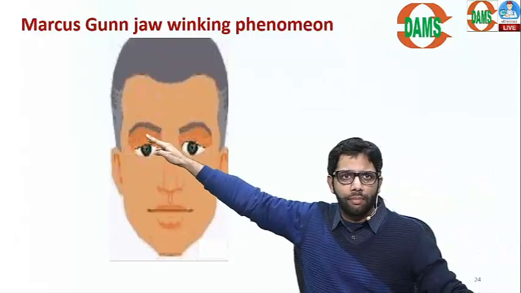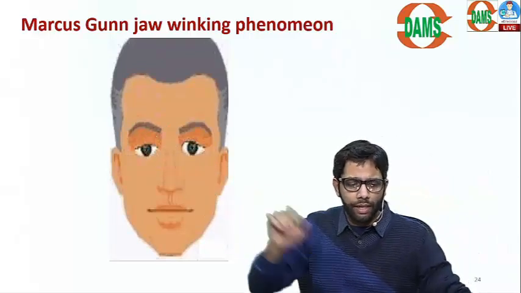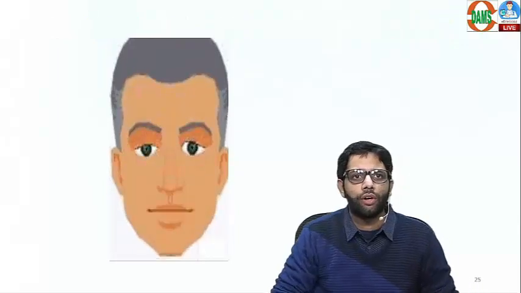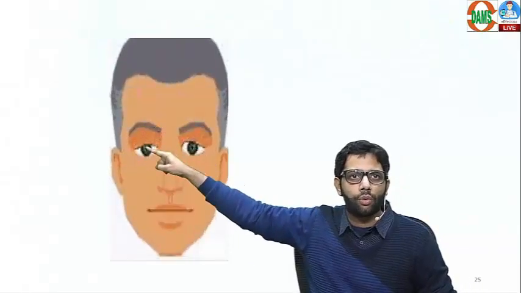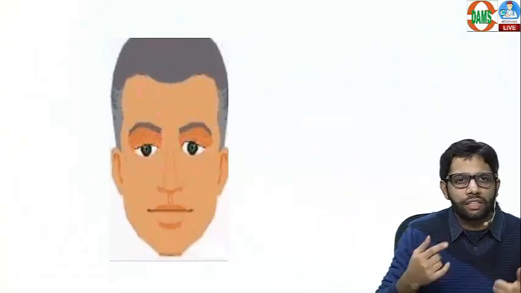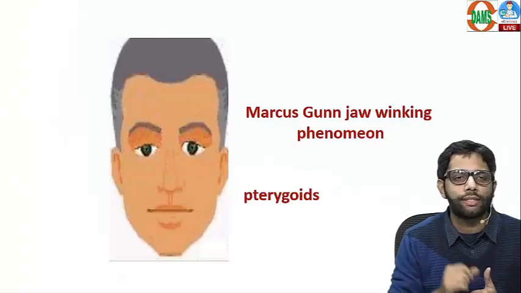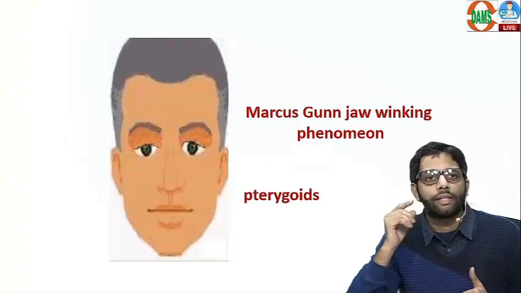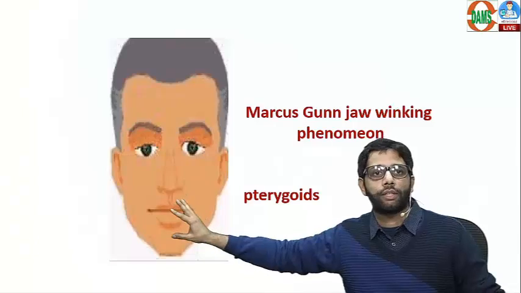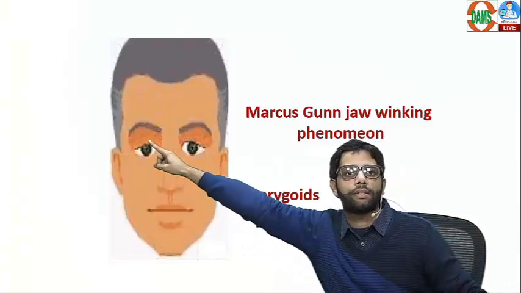See, in the right eye there is a mild ptosis, and what happens when he moves his jaw? The upper eyelid goes up, down, up, down, up, down. When he moves his jaw, what are the muscles of the jaw? Many muscles, masseter, temporalis. But what is important here is the pterygoids. What is the nerve supply of the pterygoids? Fifth nerve. There is an abnormal innervation from the pterygoids to the LPS.